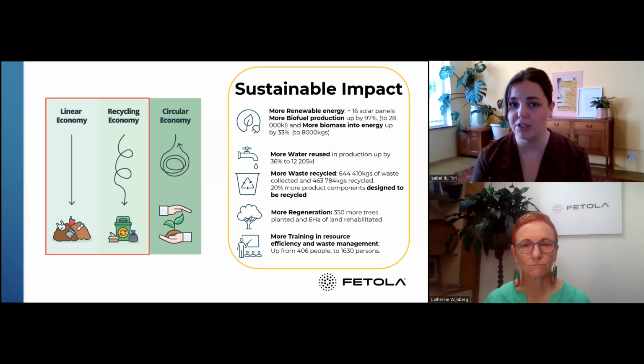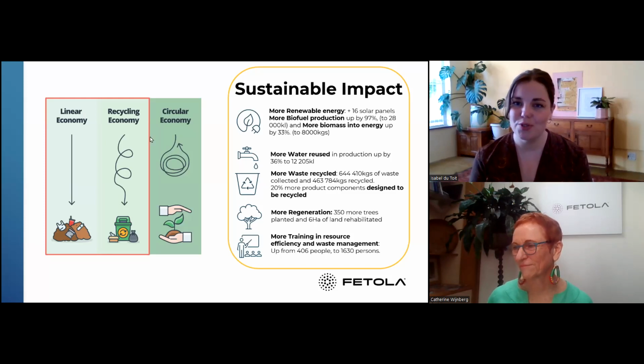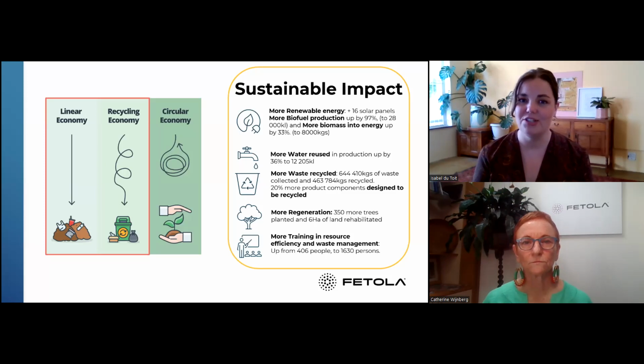There's more renewable energy being created. And I saw in the chat, somebody was asking, is there space for biofuel production in the circular economy? Absolutely, there is, in the sustainability segment. So 16 more solar panels were installed, and we know that our main solar panel lady in Pursuit just secured a major deal as well, so that's bound to go up. Biofuel production went up by 97%, and biomass into energy went up by 33%. So 8,000 kilograms of biomass was used for energy.